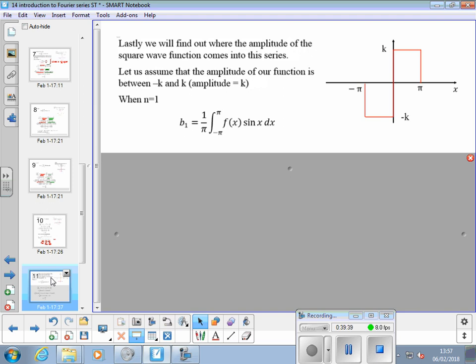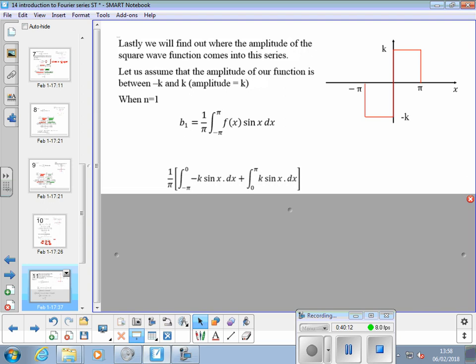When n is equal to 1, and we know for a square wave that we're only going to have odd harmonics, we're not going to have any cosine terms. So we only need to look at the functions for the b terms. We've also kept it central around the x-axis, so we know there's no a0 term either. There's no DC component here. So we put in B1, 1 over pi, that's the function we've got to use.